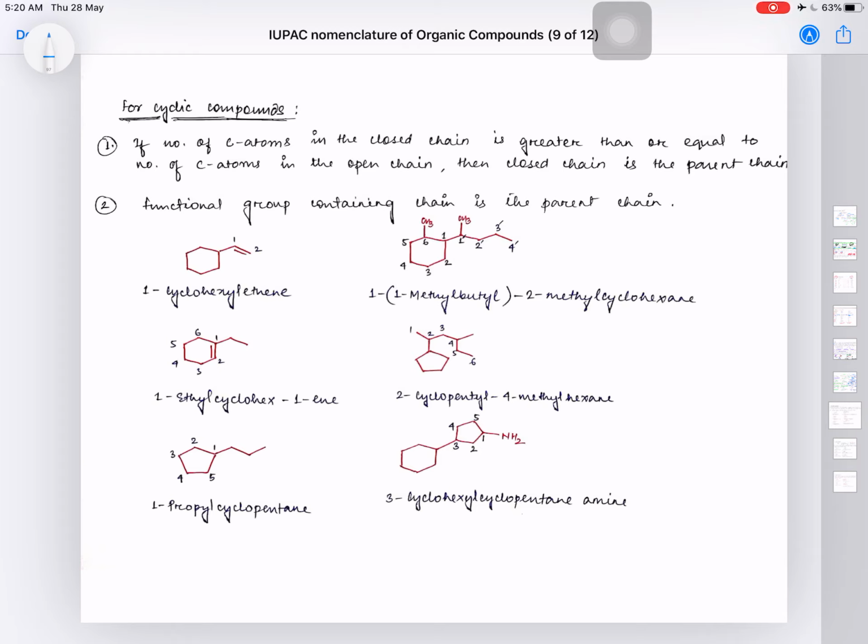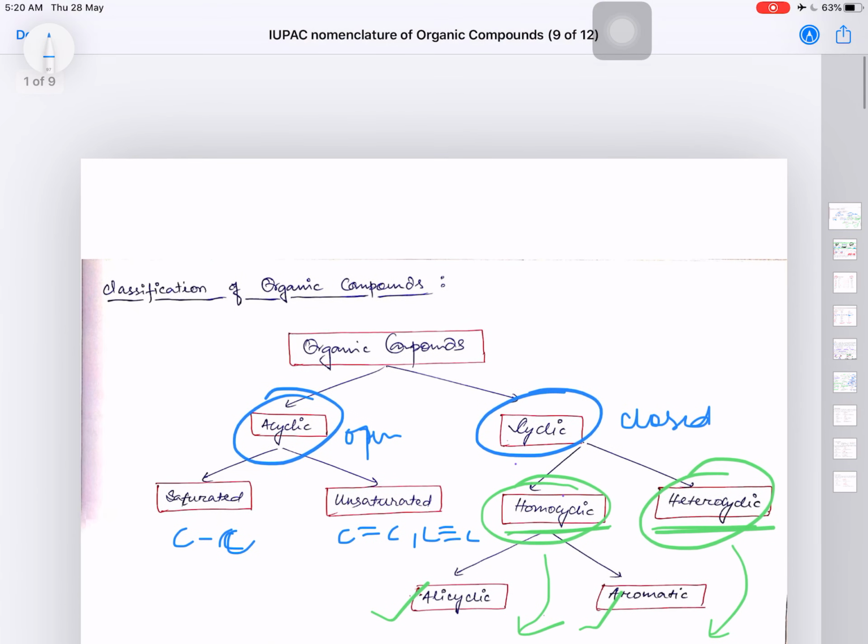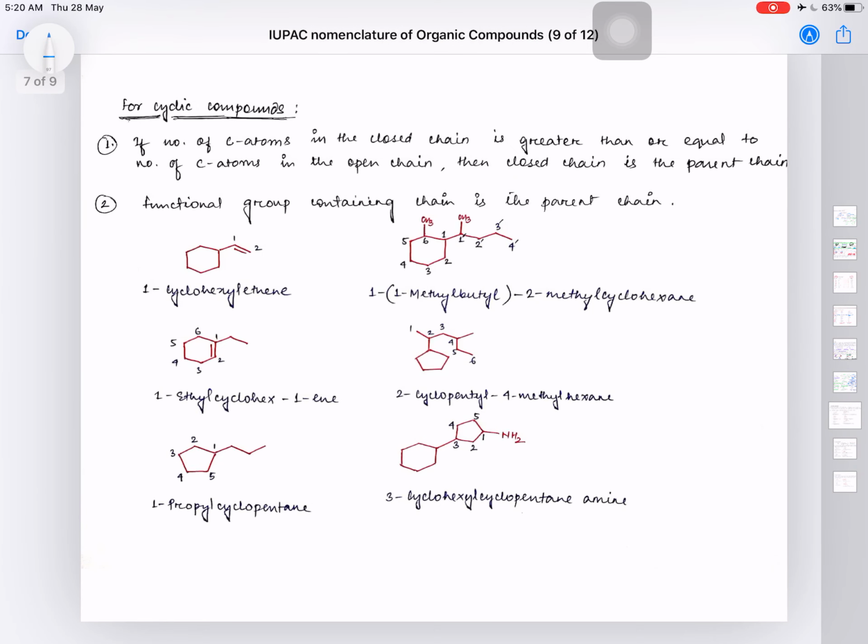So in cyclic compounds, you have to check the number of carbons present. If the number of carbons in the closed chain is higher than that of the open chain, then the closed chain will be your parent chain and the open chain will be your substituent. And say you have two cyclic rings connected, for example a 6-membered ring and a 4-membered ring, like this.